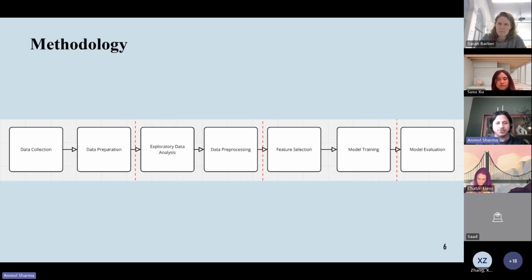The methodology I used for this challenge was first the data collection and the data preparation, and afterwards I analyzed the data set and pre-processed it for the feature selection and model training, and in the end, model evaluation.